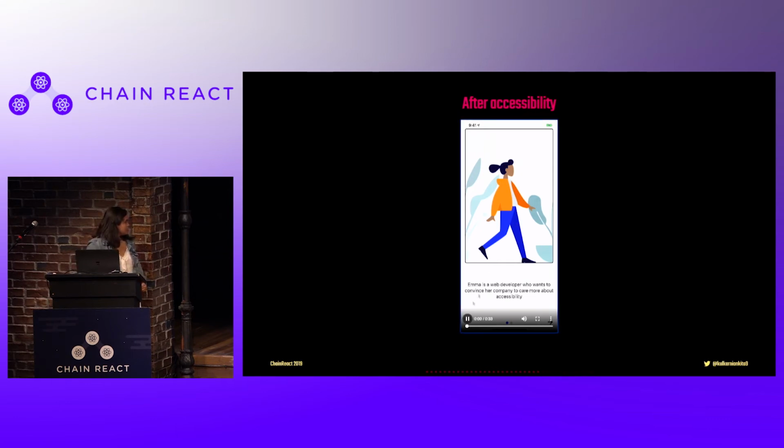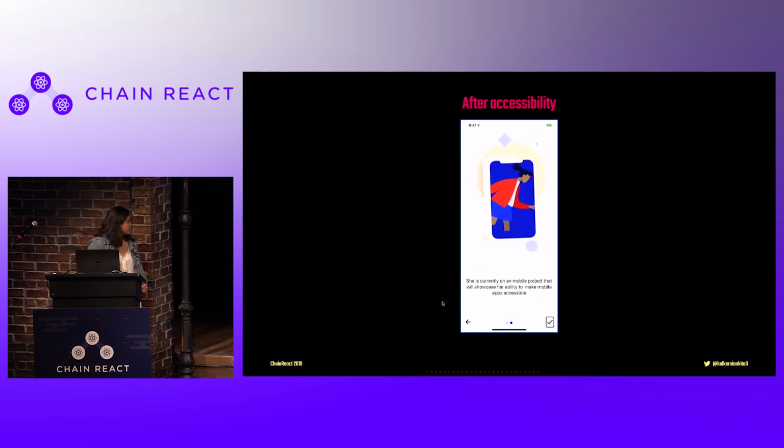So let's take a look. Emma is walking through the scene. Image. Emma is a web developer who wants to convince her company to care more about accessibility. Next. Done. Emma is with her mobile app. Image. She is currently on a mobile project.